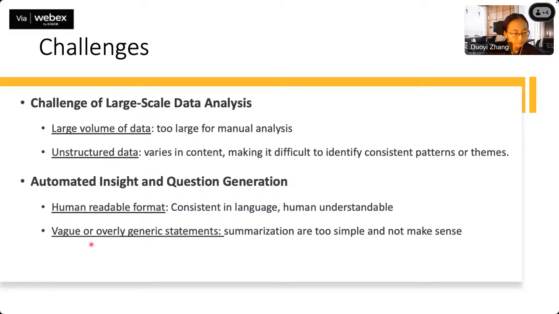And another challenge is the vague or overly generic statements. So for example, we may depend on some generative methods to generate the statements. However, because of the volume, the summarization could be overly simple, and that does not make sense.